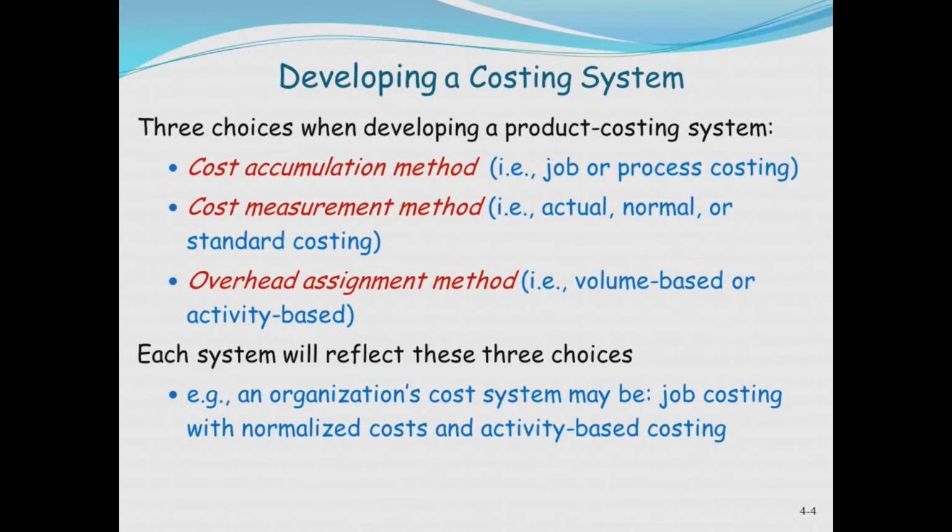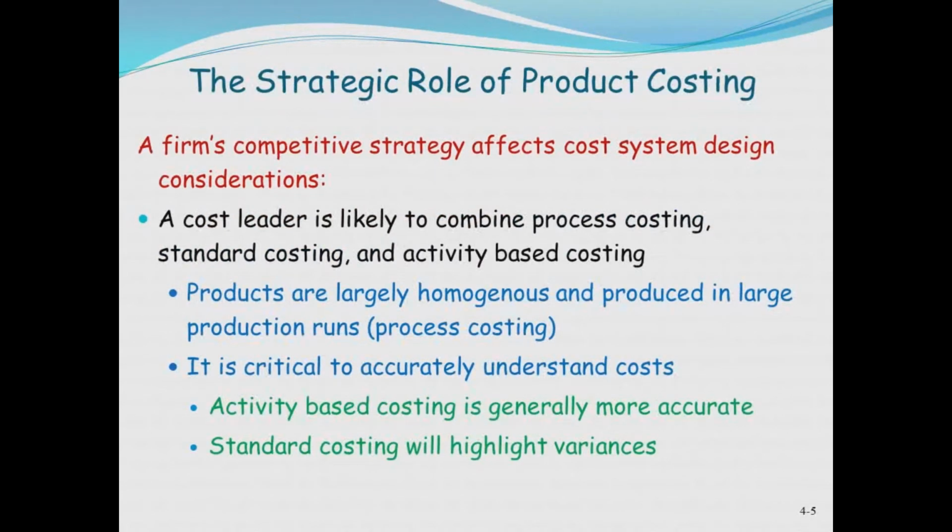So each costing system will incorporate a decision on these three criteria. So an organization can say they're a job costing shop with normalized costs and activity-based costing. That could be a model that a specific company chooses. And to some degree, it's based upon your strategy. So if you're a cost leader, what does that tell you about your products? They're going to be cheap, for sure. Are they going to be unique and different? They're not unique and different.